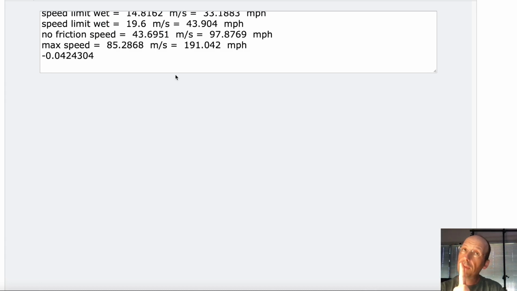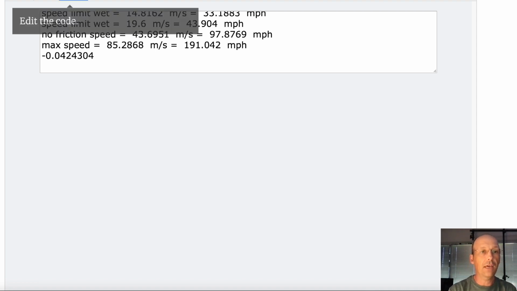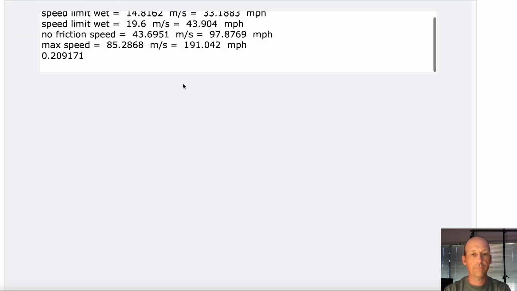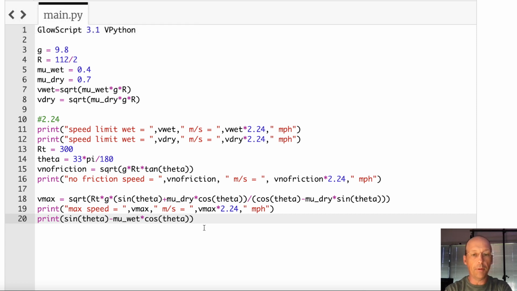What if it's wet? What if it's wet? Let's do that. So I can change that and see, this is why I use Python. I can just change this to wet. And now it's not negative. You would slide down.